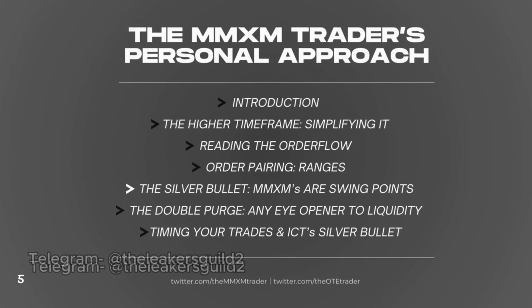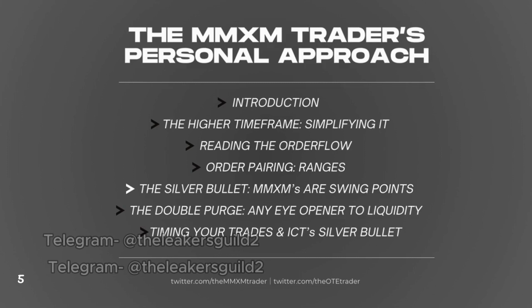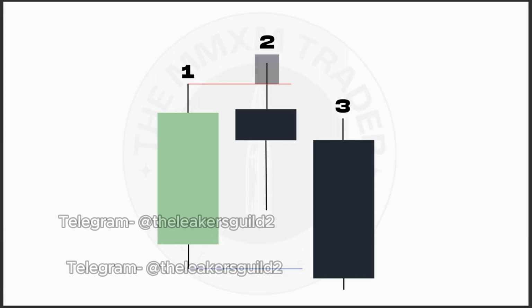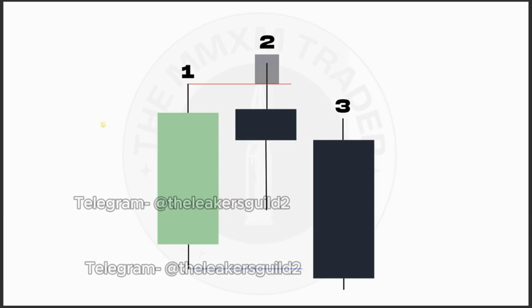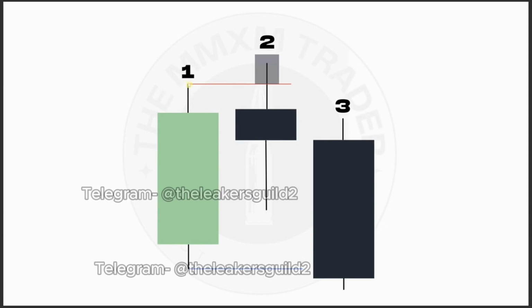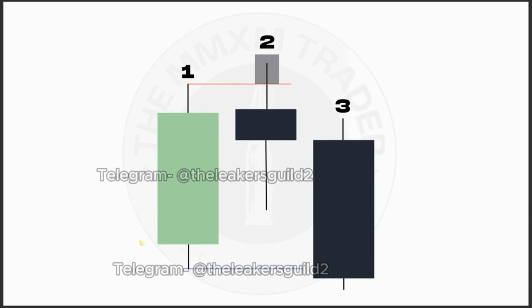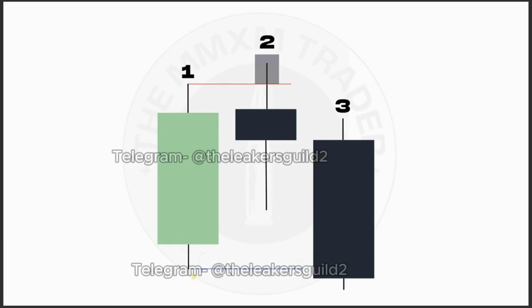Alright, so let's start the next topic, which is the silver bullet. Market maker models are swing points. So over here we've got a depiction of a swing high, right? Think about the previous lessons as well. Think about those buy stops resting above an old high and those sell stops below an old low. We want to take out those buy stops first, right, to pair them up with the sell stops.